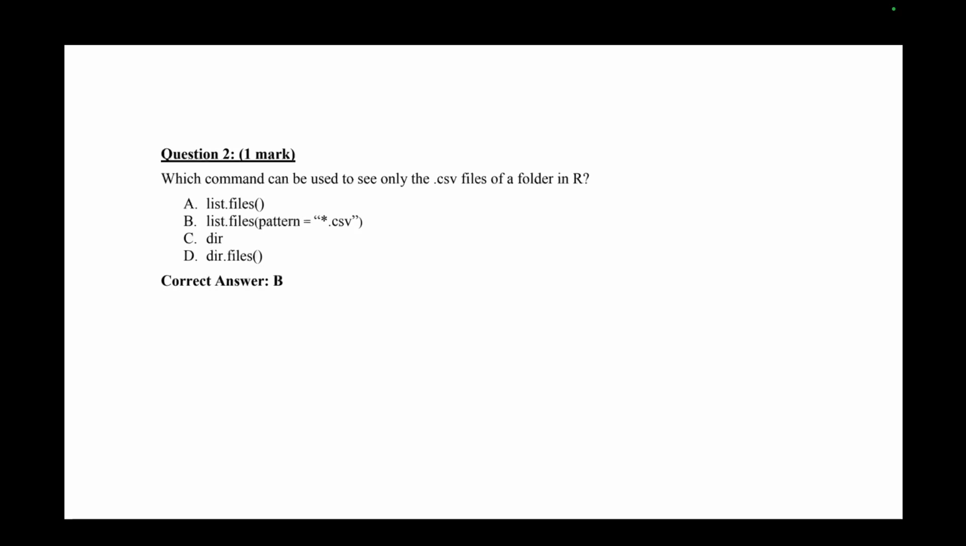Yeah, it's correct. The option is B. So basically, the pattern is given by star.csv. Star can be the name of the file. Dot csv will be the extension. Yeah, it's the same for Linux commands as well. So if you do ls space star csv, it will list the CSV files in the directory.